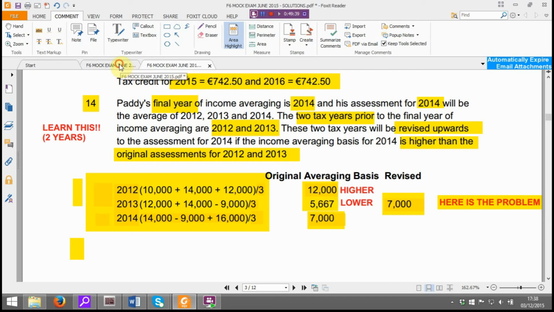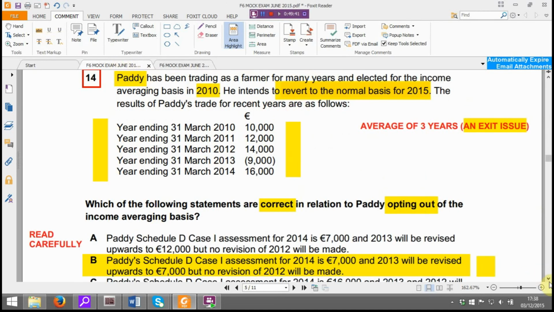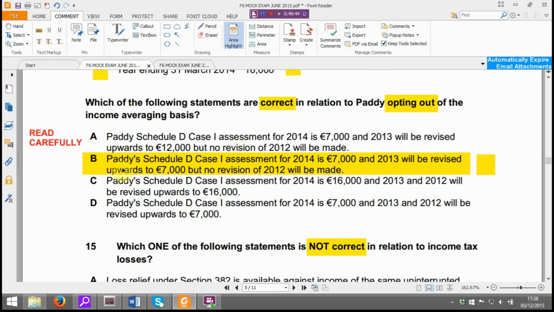So if we look at the answer, what we see is that this part B effectively says that the case 1 income for 2014 is 7. Yes, it certainly was. And 2013 will be revised upwards to 7, but no revision to 2012 will be made. Now, I'm thinking with this one, the approach wouldn't have been a process of elimination. In other words, when you see this sort of question, I don't think you go down all of them and think, well, is that correct or isn't it?